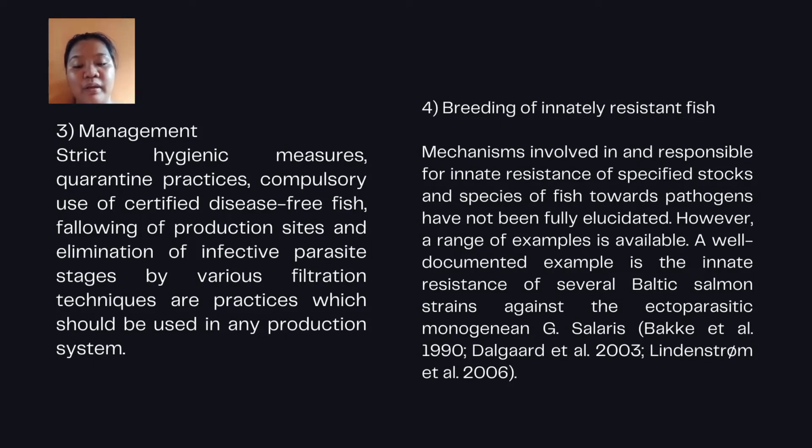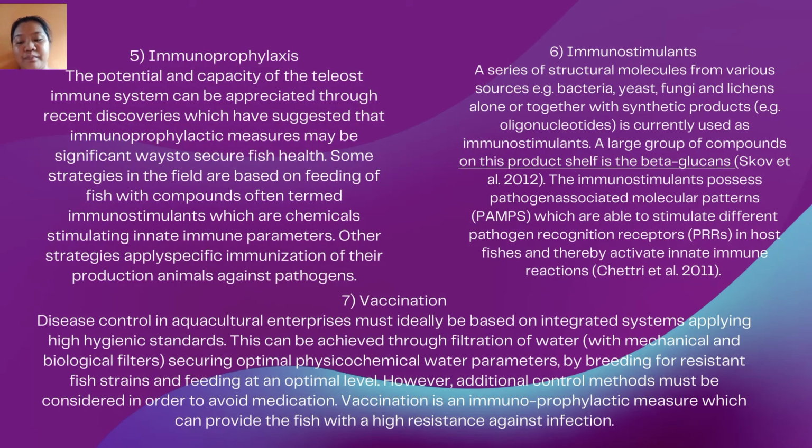Fourth, breeding of innately resistant fish. Mechanisms responsible for innate resistance of specified stocks and species of fish towards pathogens have not been fully elucidated. However, a range of examples is available. A well-documented example is the innate resistance of several Baltic salmon strains against the ectoparasitic monogenean Gyrodactylus salaris.